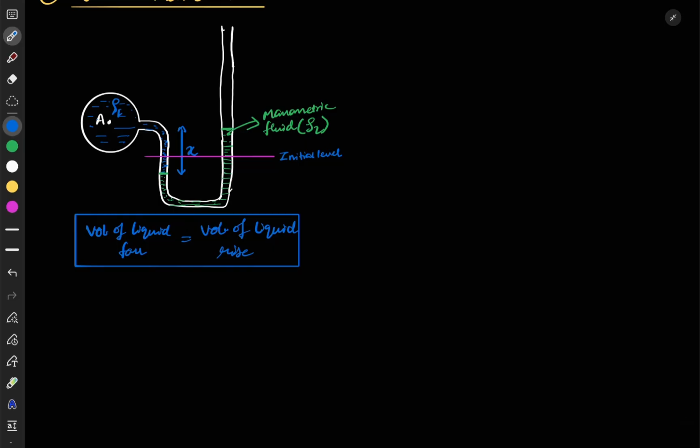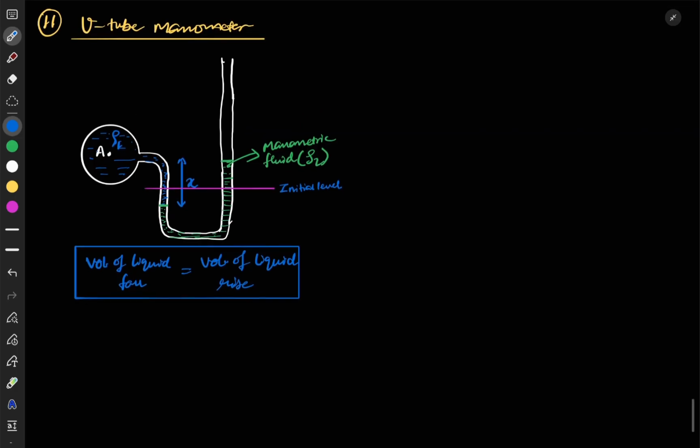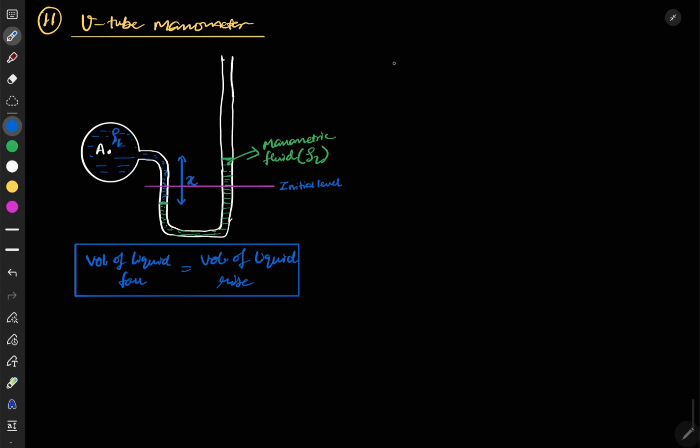Now let's say I want to apply manometry here. Let's say that PA is the pressure in your pipe. Let me mention a few more things here. Let's say this height from here to here is h, from here to here is your capital H, the difference between the two liquid levels is x, and this height is z.